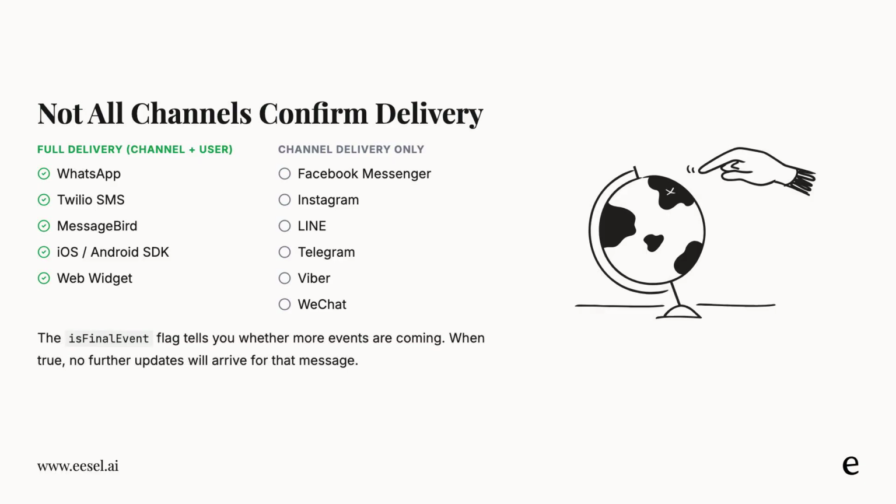WhatsApp, Twilio SMS, and the native SDKs give you full confirmation, channel plus device. Channels like Facebook Messenger, Instagram, and Line only confirm they accepted the message from Zendesk. The EES final event flag tells you which case you're in.